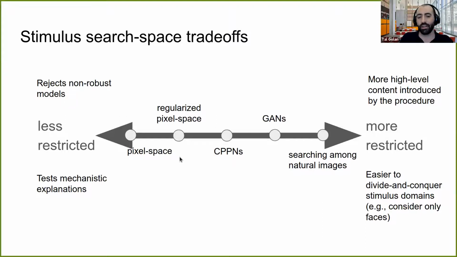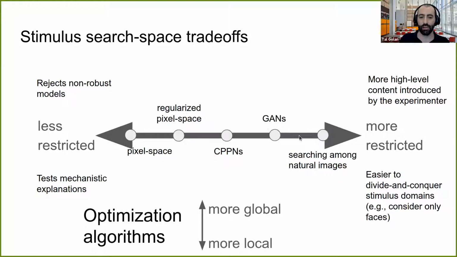Now we have to say that there's another choice that we need to make, which can interact with this first choice, which is the kind of optimization algorithm that we use. And here we have a continuum between more local and more global search optimization algorithms, where HGD would be on the local side and genetic algorithms will be more global.